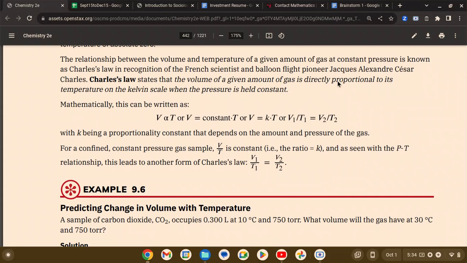Charles's law states that the volume of a given amount of gas is directly proportional to its temperature on the Kelvin scale when the pressure is held constant. Mathematically, this can be written as V proportional to T, or V equals constant times T, or V equals KT, or V1 over T1 equals V2 over T2, with K being a proportionality constant that depends on the amount and pressure of the gas. For a confined constant pressure gas sample, V over T is constant. And as seen with the P-T relationship, this leads to another form of Charles's law, V1 over T1 equals V2 over T2.